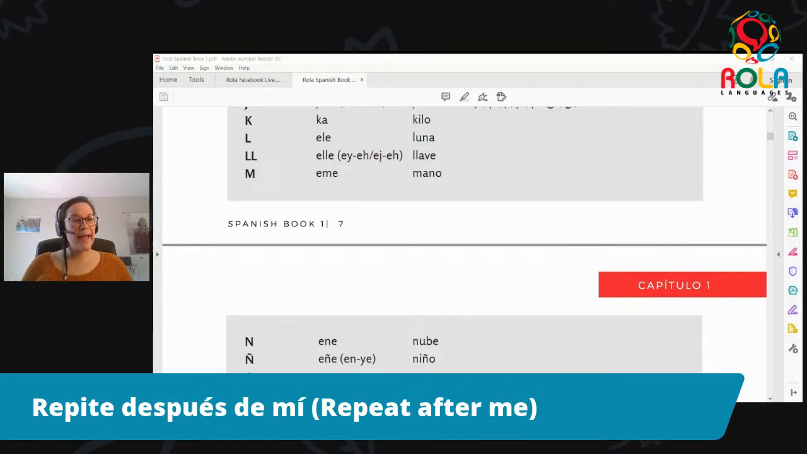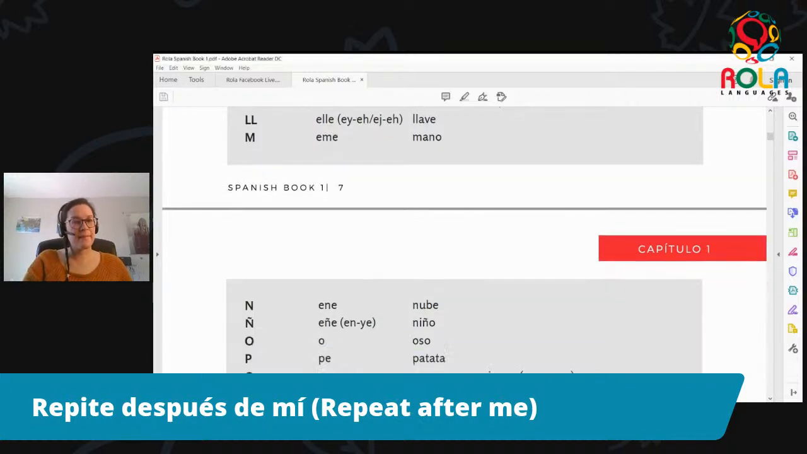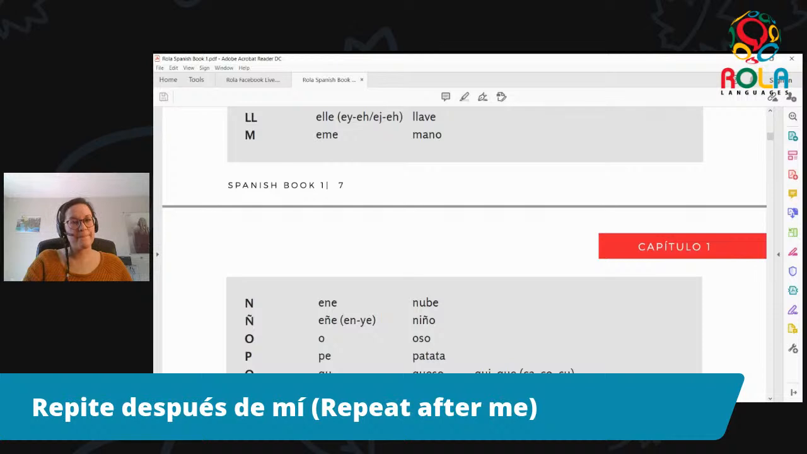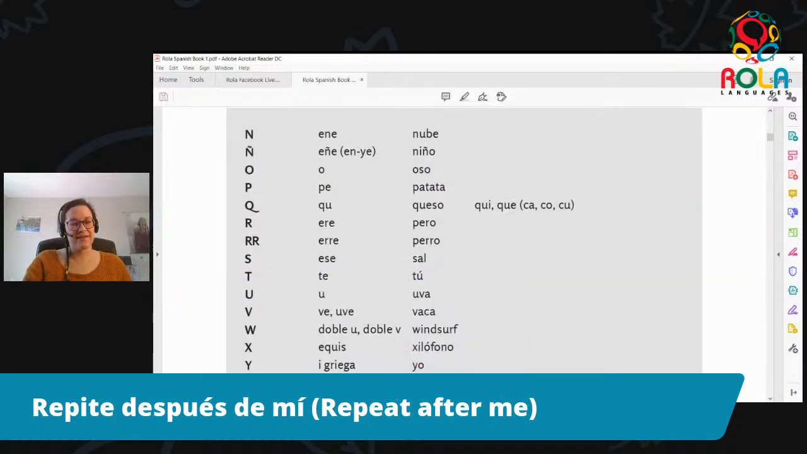All right, next on to M. M, like mano. Then we have N, like nube. So N, like L, is the same: inside the letter name we have this vowel sound, but when we say it in a word, we don't have the extra vowel sound. So that's why we say nube and not nube-eh.